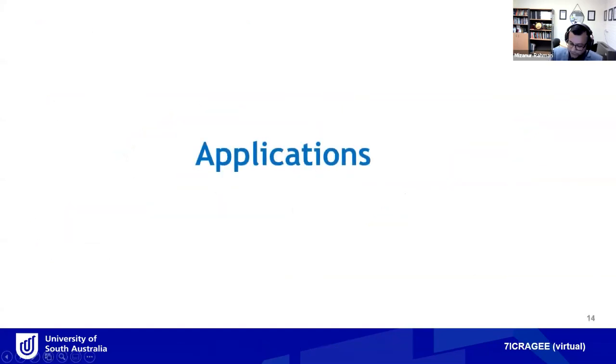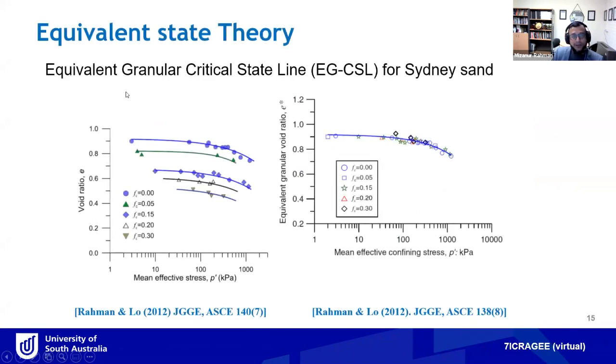Let's see a few applications. First, I will look at the critical state side. These are the sand test data, Sydney sand with modular fines. This is the critical state line for clean sand. By the way, the y-axis is void ratio and the x-axis is the mean effective stress at critical state. This is 5%, 15%, 20%, and 30%. As we increase fine content, as we expect, the critical state line goes down.